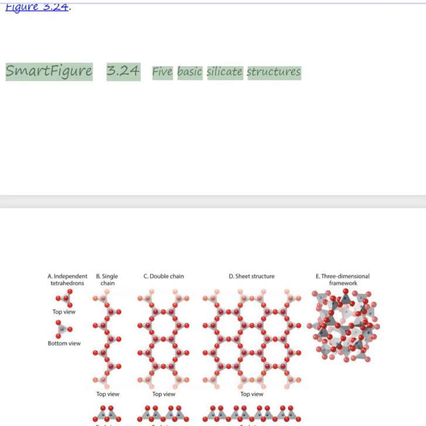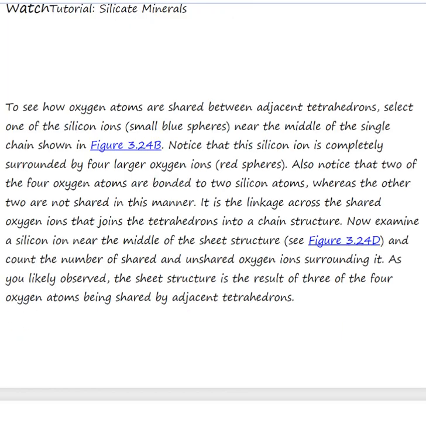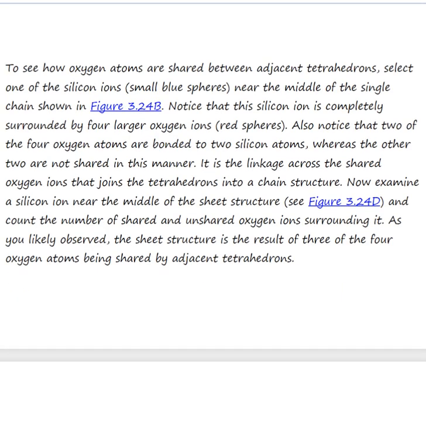Smart Figure 3.24: Basic silicate structures. Smart Figure 3.24: Full alternative text description.